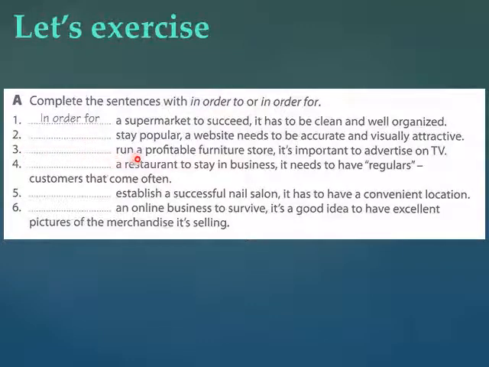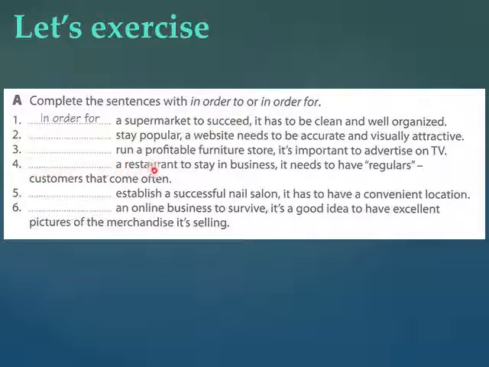Number 3 here, space run a profitable furniture store. It's important to advertise on TV. So here also we have a verb, so the most possible answer will be in order to. So we're gonna put here in order to.